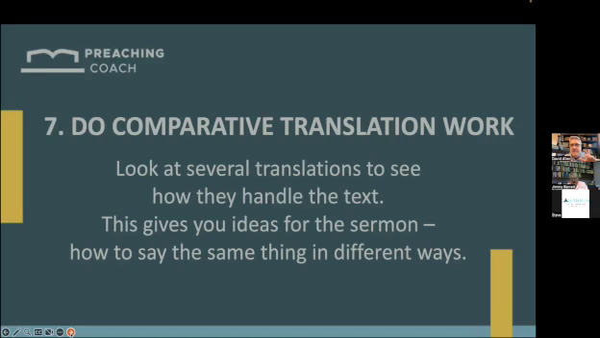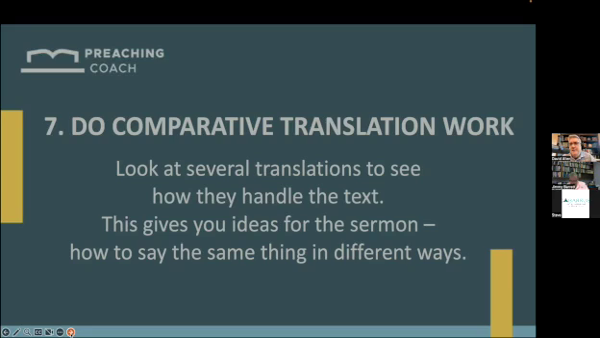Some translations will treat a particular phrase and they will disambiguate that phrase. In other words, that phrase may be a little bit ambiguous in the English translation, but they will tell you exactly what that phrase means by the way they render it, and it helps you to see the meaning. Let me give you an example of that.